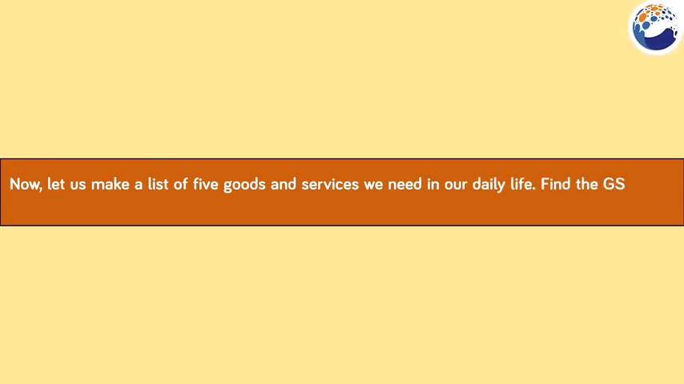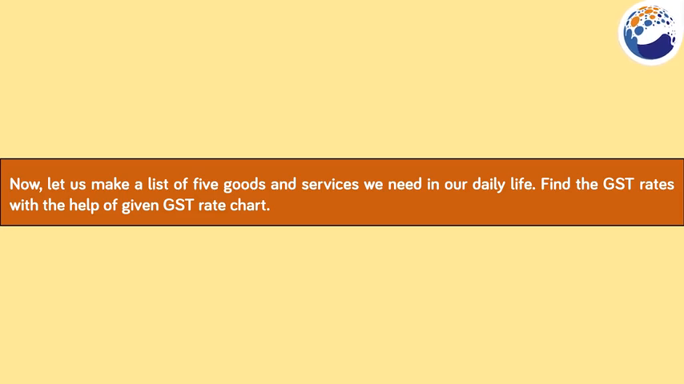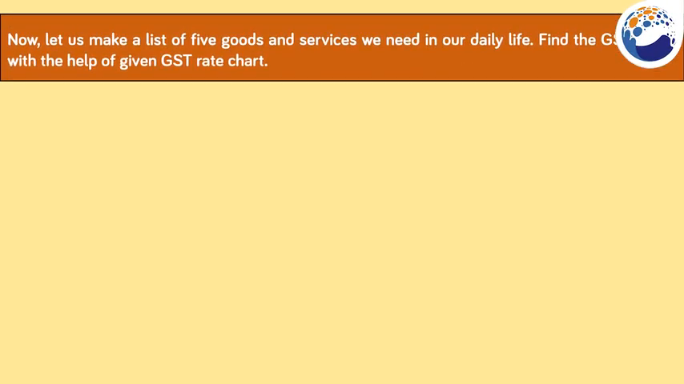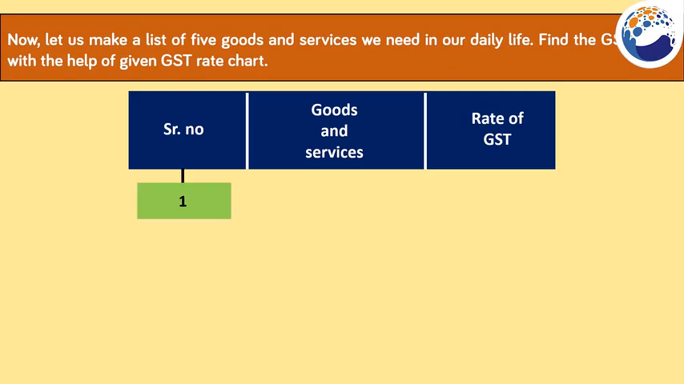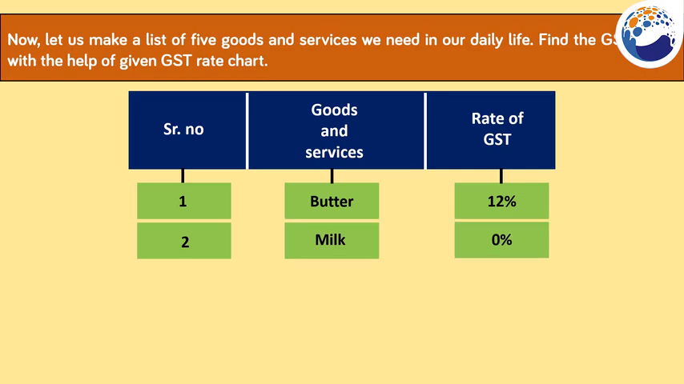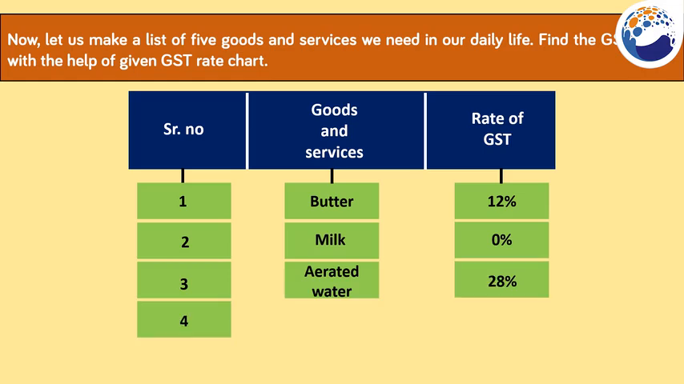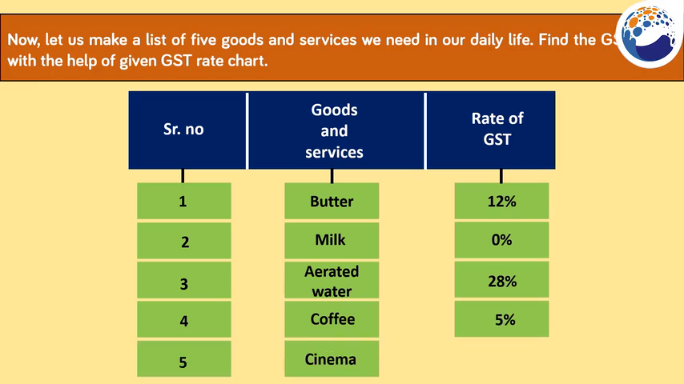Now, let us make a list of 5 goods and services we need in our daily life. Find the GST rates with the help of the given GST rate chart. 1. Butter, rate of GST is 12%. 2. Milk, rate of GST is 0%. 3. Aerated water, rate of GST is 28%. 4. Coffee, rate of GST is 5%. 5. Cinema, rate of GST is 18%.